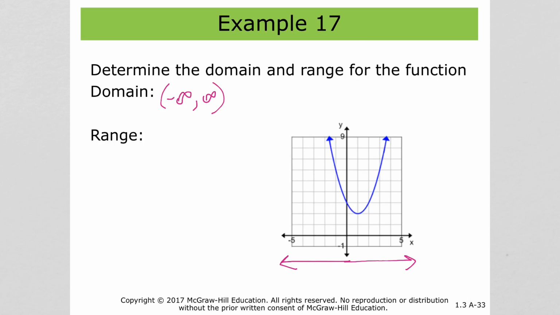The range is all the y values, so we want to start from the bottom and move up. So the bottom of this is at y equals 2, and then it's going to go up forever. So we're including the 2 and going to infinity.